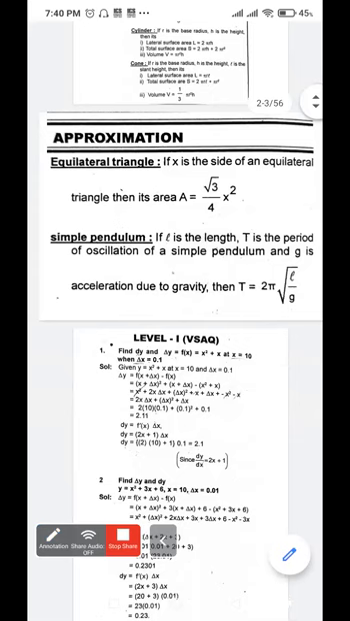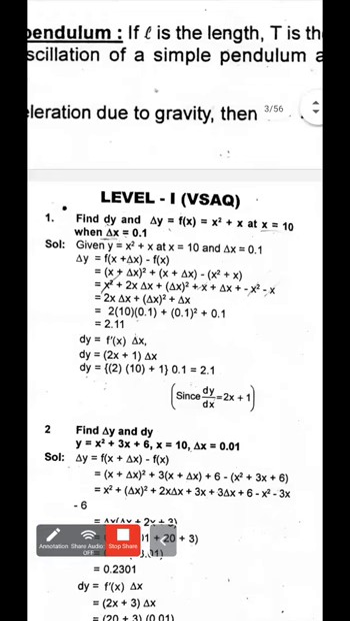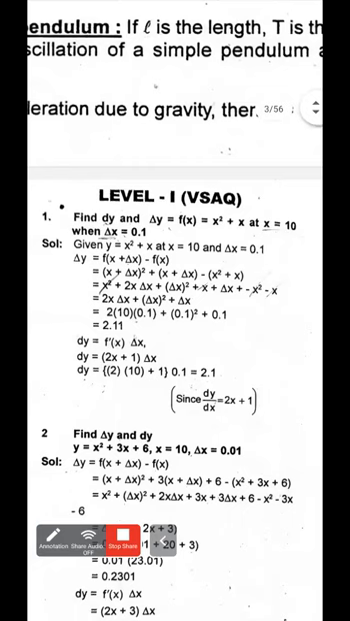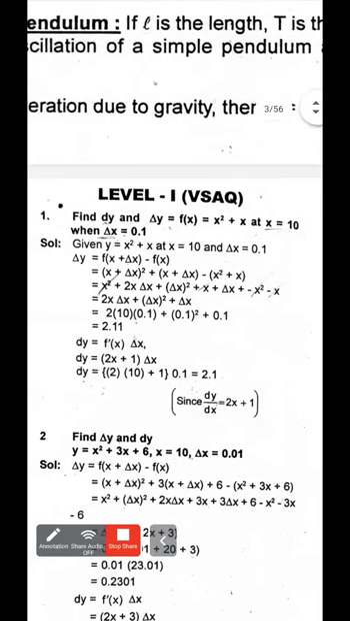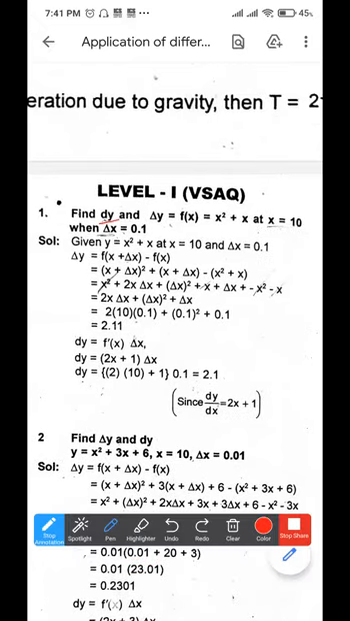Now, just look at this question carefully. This is a 2 marks question. Find dy and delta y, where f of x is equal to x square plus x, at x is equal to 10, where delta x is equal to 0.1.